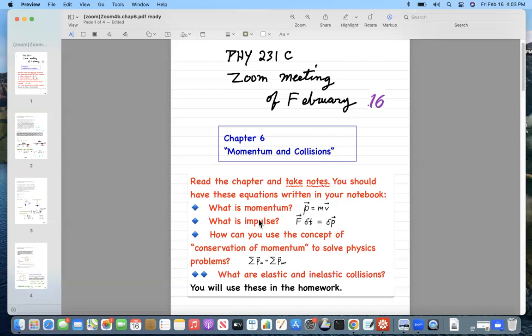Another concept which is introduced in the chapter is impulse. Impulse is defined as force times time, where F is the force acting on an object, delta T is the time during which the force is acting, and this is assuming that the force is constant over that time interval. So the definition of impulse is force times time. Now, it turns out, because of Newton's second law, that quantity, force times time, is equal to the change in momentum that occurs over that time interval delta T.